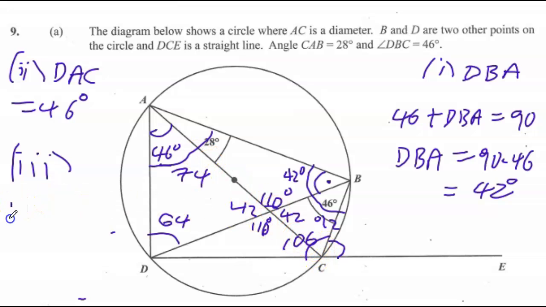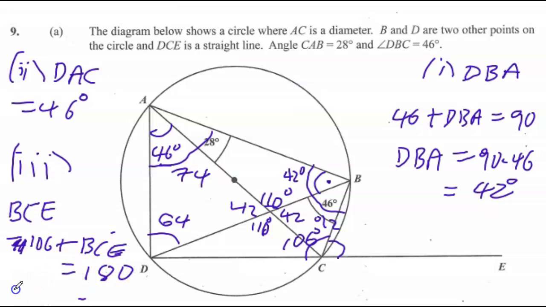So angle BCE. Remember, angles on a straight line add to 180. So this 106 plus angle BCE must be equal to 180. Which means BCE would have to be 74 degrees. So this angle would have to be 74 degrees.